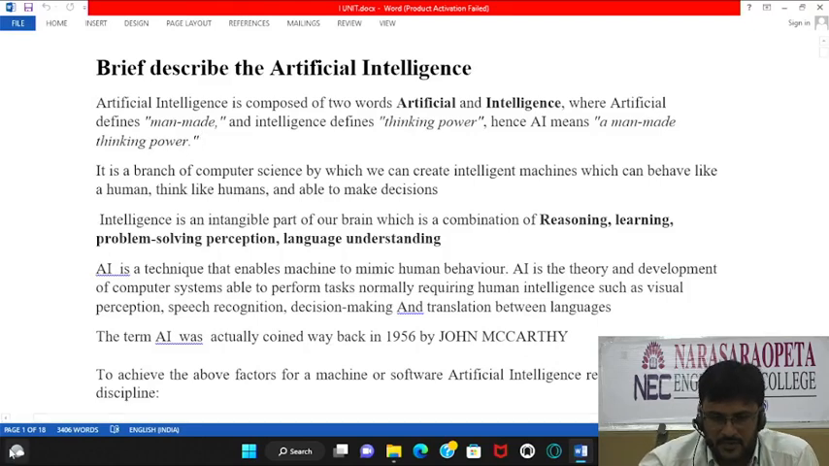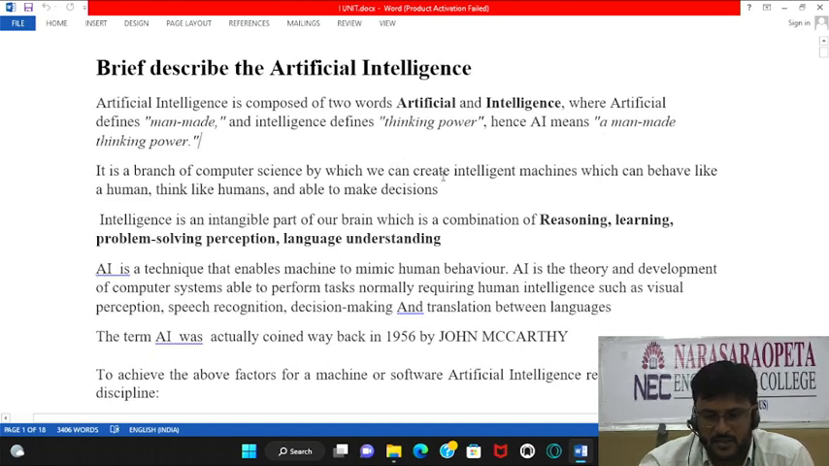Artificial intelligence is a crucial subject of computer science engineering. Let me discuss artificial intelligence. Artificial intelligence is a composite of two words: artificial, which means man-made, and intelligence, which means thinking power. The combination, AI, means man-made thinking power.